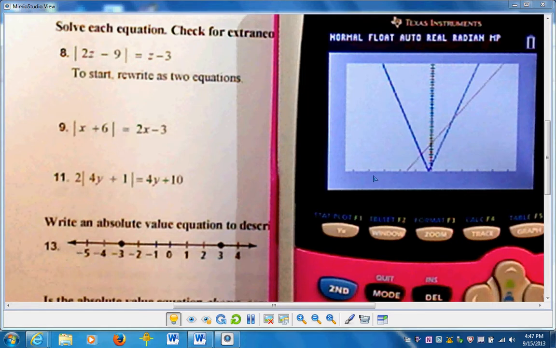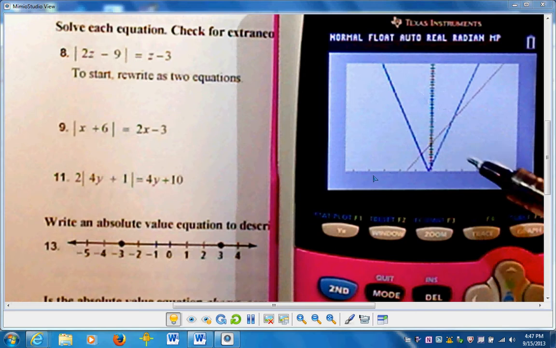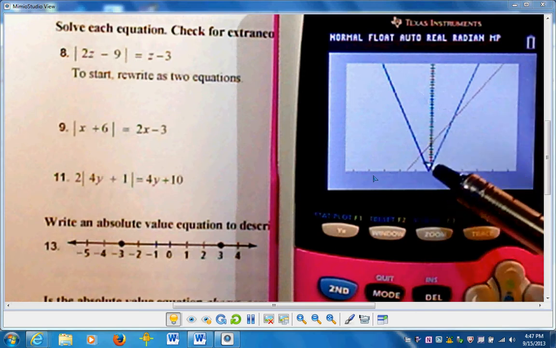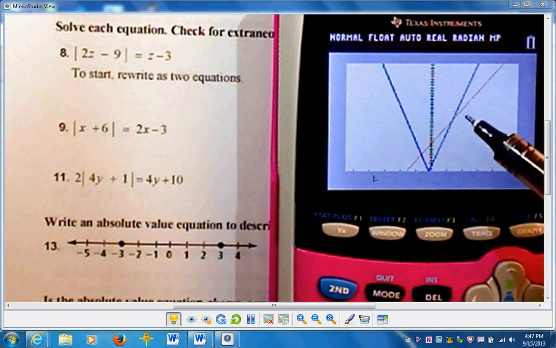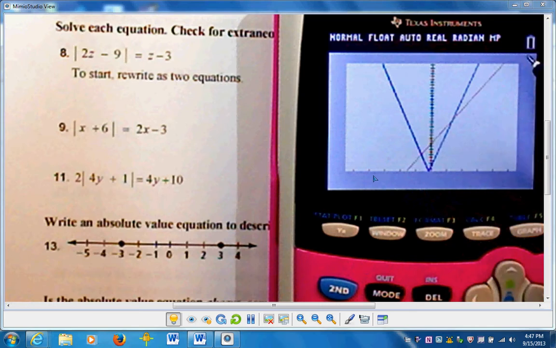My computer locked me out. There's my absolute value, and then right here is the line 4y plus 10. So you can see I have an intersection here and an intersection here. So I'm going to find my intersection.